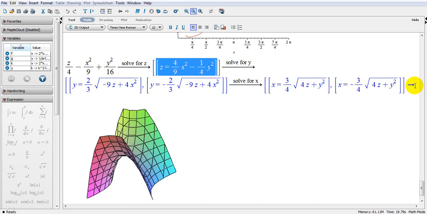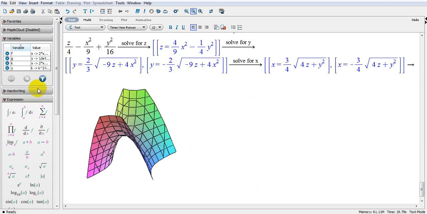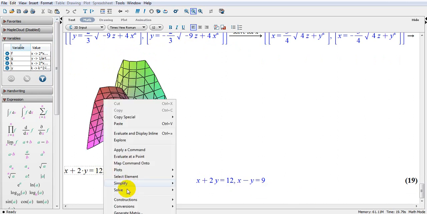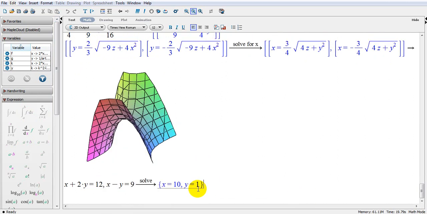Now, of course, using Maple, I can solve a system of equations with several variables. Let's just have two equations, two variables: x plus 2 multiplied by y equals 12, comma, and x minus y is equal to 9. So I have two equations and two variables, and I can simply solve this.